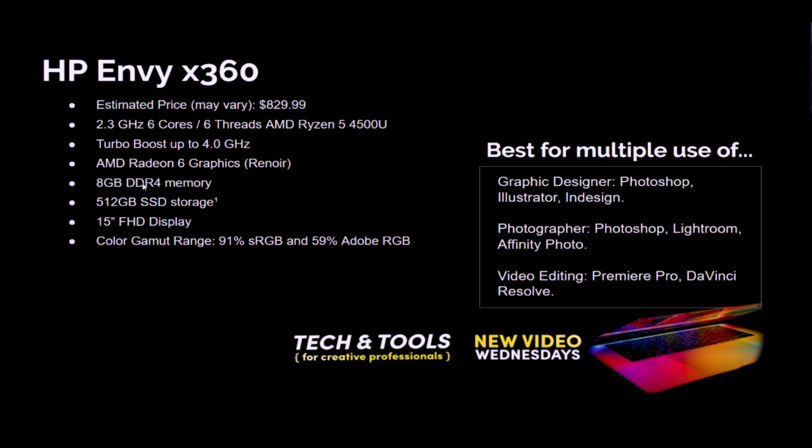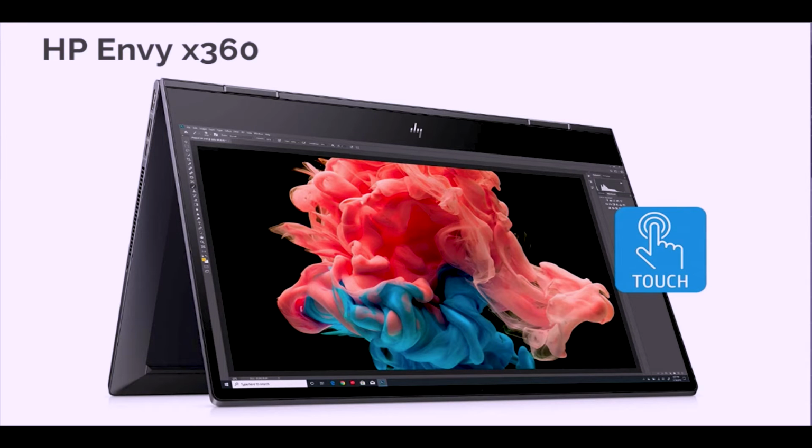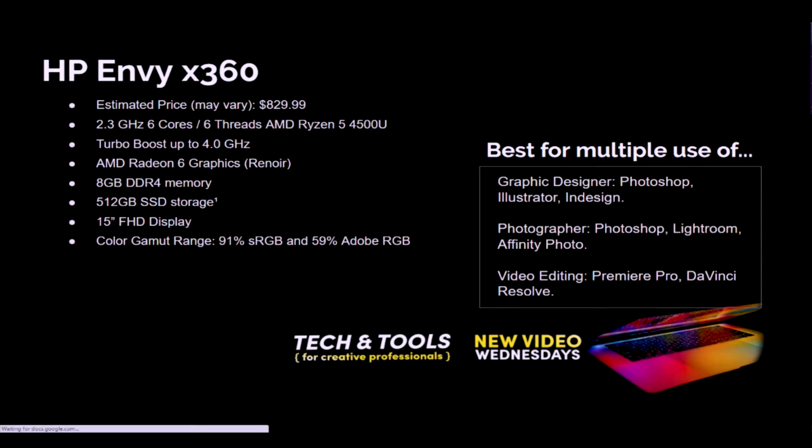It has 8 gigs of RAM, 512 gigs of solid state hard drive, and has a color gamut range of 91% sRGB and 59% Adobe RGB. So color accurate laptop, definitely moving up the stage here on getting better color accuracy. This is a great one, especially that it's a 2-in-1. So if you're an illustrator or photo editor, this could be a great buy for you.